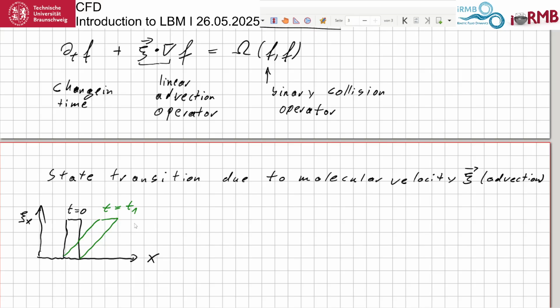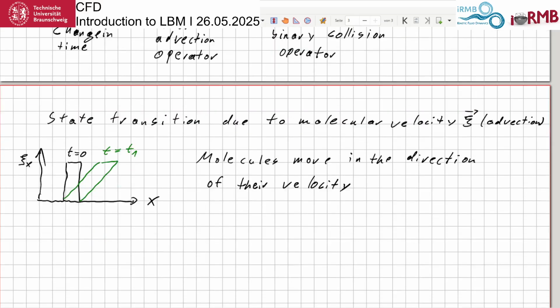So this is pretty straightforward. Molecules move in the direction of their velocity, and this is what the advection operator on the left-hand side actually describes. So this is simple. Then there is something that is actually not simple, and this is the state change due to collision.